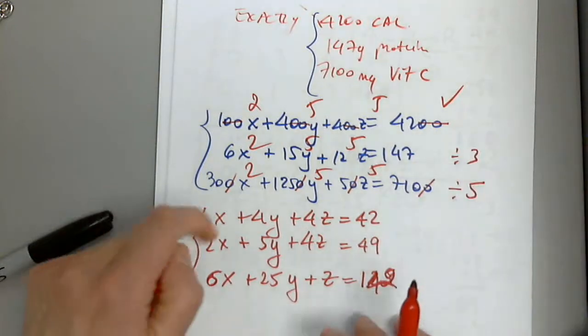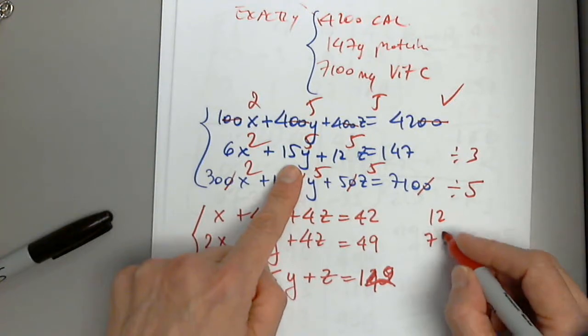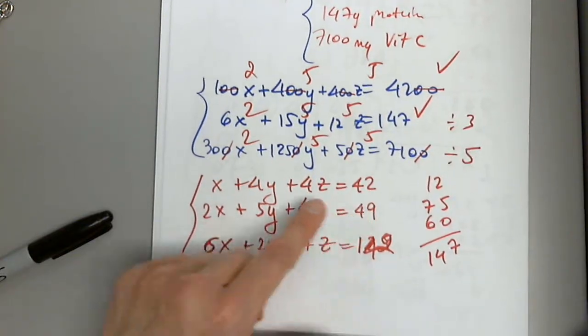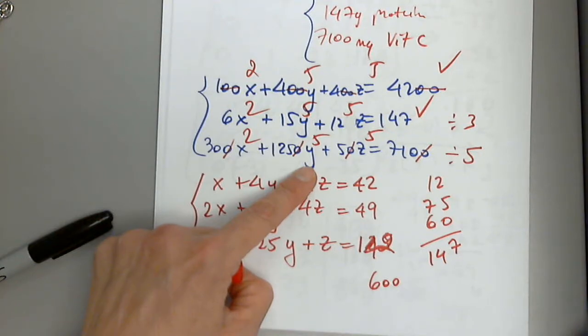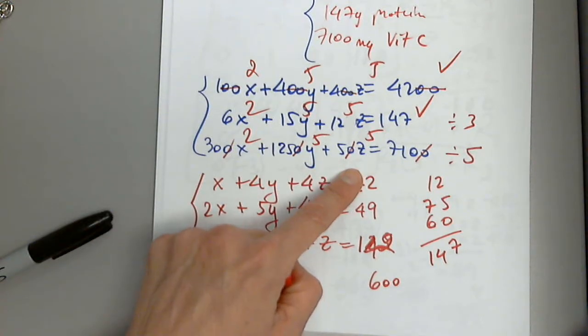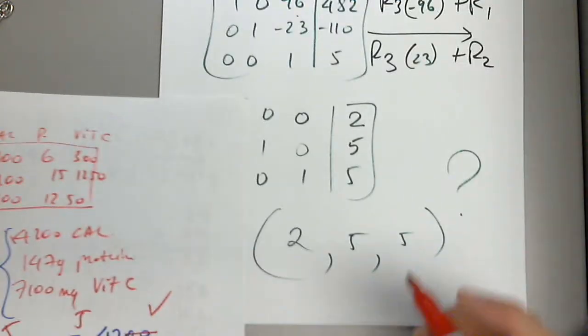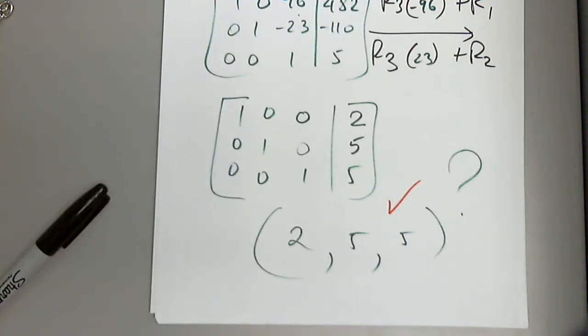That part is easy. 12 plus, what is this, 75, and plus 60 is 147. And the last one, 600 plus, what is 1250 multiplied by 5, and then plus 600 and plus 2,500. I got 7,100. And now no one can say that this is not the correct solution because we checked. It checks everywhere, and that's final. So yes, when the numbers are bigger, we have to be more careful.